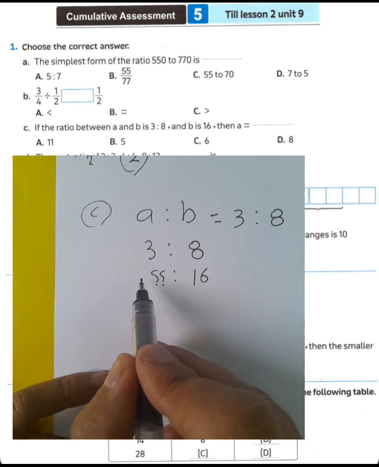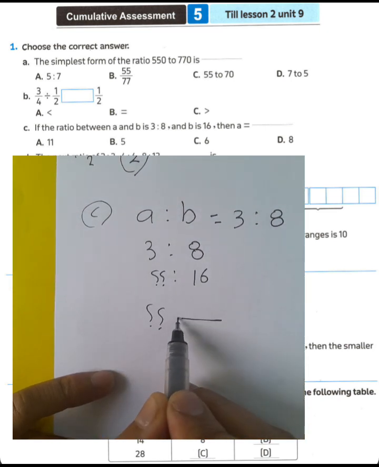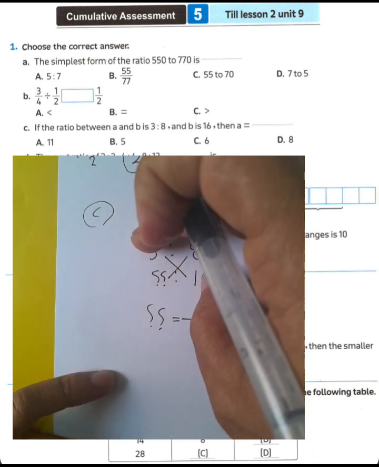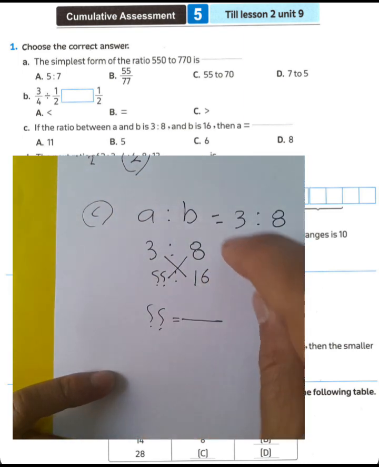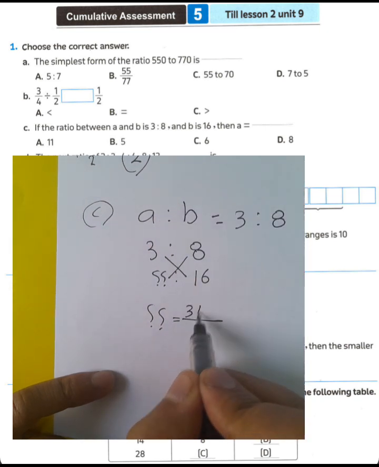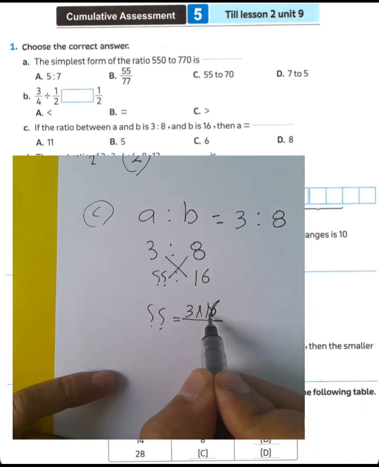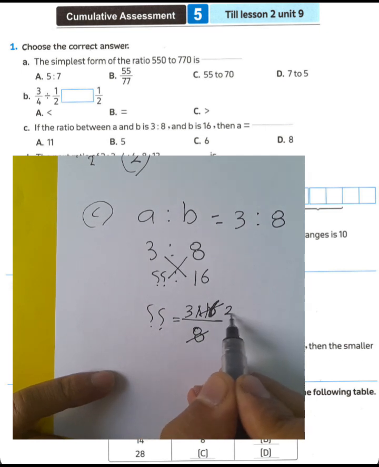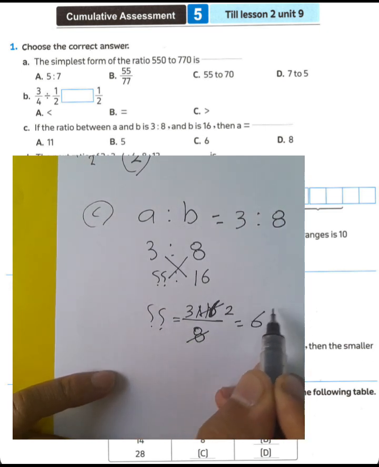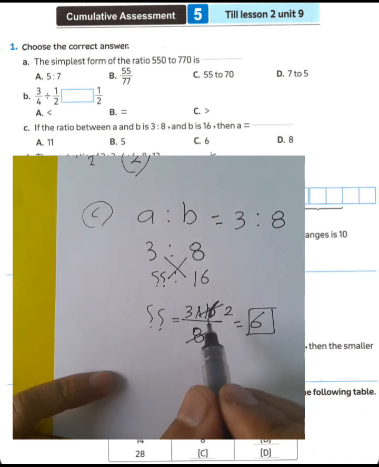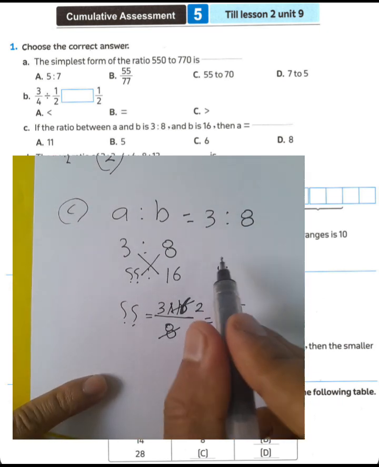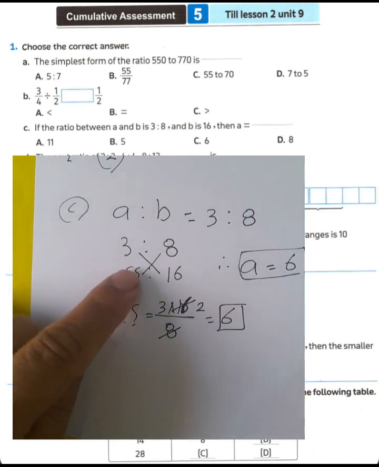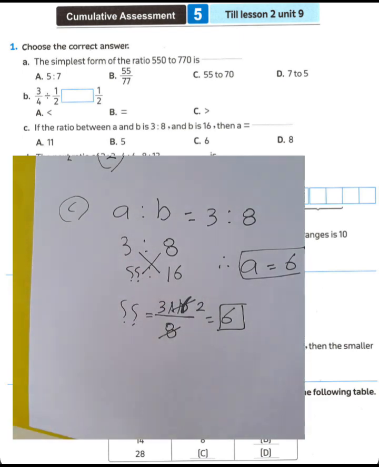Or you can find the unknown number by the product of the extremes equals the product of the means. Write 3 times 16 over 8. 16 divided by 8 equals 2, and 2 times 3 equals 6. Then the value of A will be 6, because 3 times 2 equals 6 and 2 times 8 equals 16.